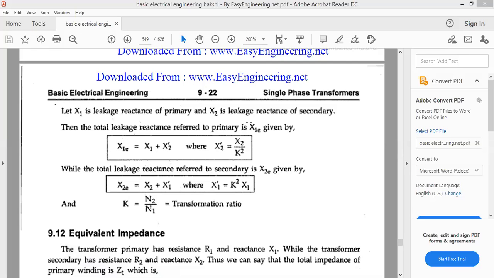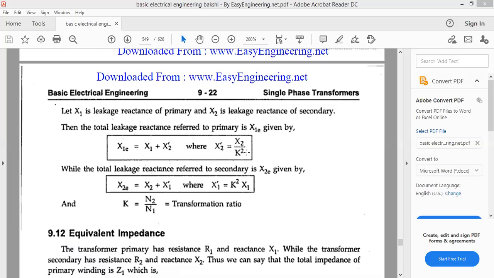The transformer has a primary and a secondary winding. So the secondary winding resistance or reactance can be shifted towards the primary winding. Now in this slide, you are able to see the total reactance in simple words. What is X2 dash? X2 dash is the reactance which has been brought from the secondary winding to the primary winding. So when it is shifted from secondary to primary, X2 becomes X2 dash, where X2 dash equals X2 by K square. So why do we get divided by K square?